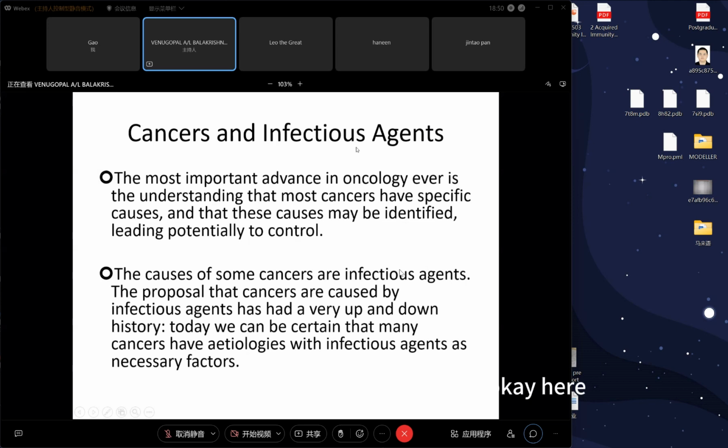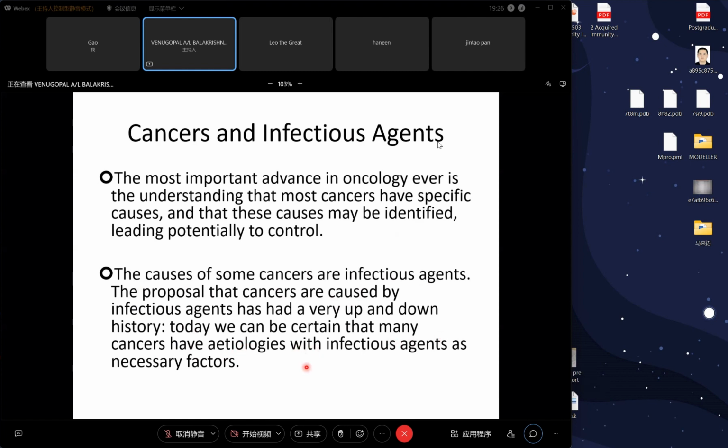Two is cancer and infectious agents. When you're talking about cancer and infectious agents, they are agents which can cause cancer. If you look at this, causes of some cancers are infectious agents. The proposal that cancers are caused by infectious agents has had a very up and down history, and today we can be certain that many cancers have etiology with infectious agents as necessary factors.